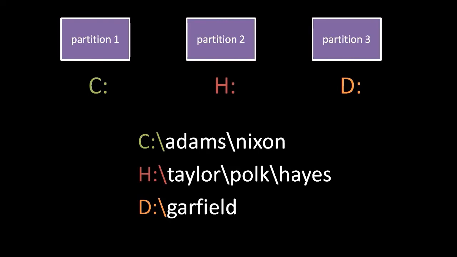The path H:/Taylor/Polk/Hayes refers to a file or directory named Hayes, listed in a directory Polk, listed in a directory Taylor, listed in the root directory on the H partition. The path D:/Garfield refers to a file or a directory named Garfield, listed in the root directory on the D partition. While the preferred convention in Windows file paths is to use backslashes, forward slashes work just as well. In Unix, however, file paths must use forward slashes.